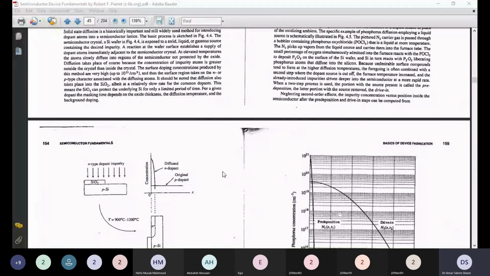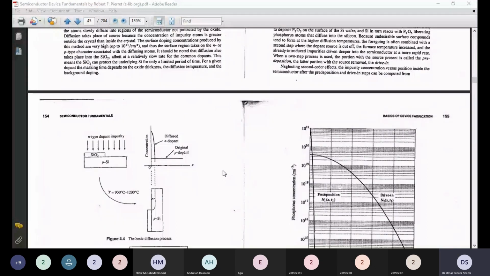So oxygen admitted into the furnace reacts with phosphorus oxychloride to deposit P2O5 on the surface of silicon. And silicon in turn reacts with P2O5, liberating phosphorus atoms that diffuse into the silicon. Because undesirable surface compounds tend to form at higher diffusion temperatures, the predeposition is often combined with a second step where the dopant source is cut off. The furnace temperature is increased and the already introduced impurities are driven deeper into the semiconductor at a proper rapid rate.